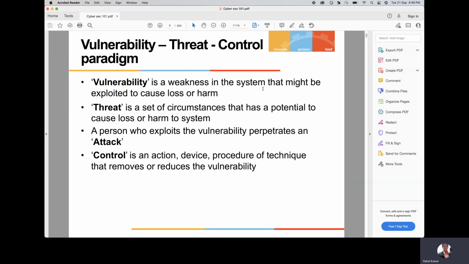What is a threat? In the same example, the Pakistan army is a threat to us. So one vulnerability is the porous border, the threat is the Pakistan army, and an attack is when the Pakistan army wants to enter through this border. And a control is, if we make a foolproof, fenced, electrified border fencing, then it's a control which we can put in place.